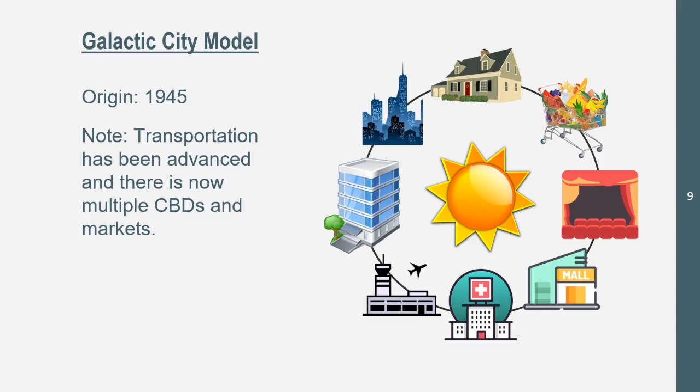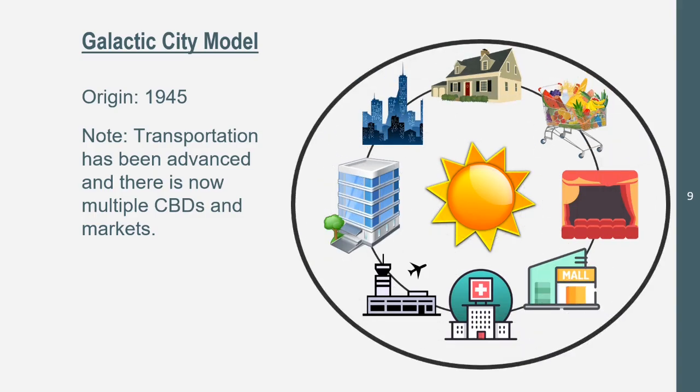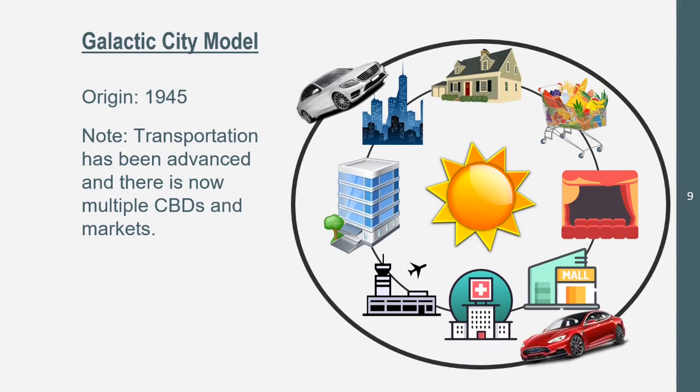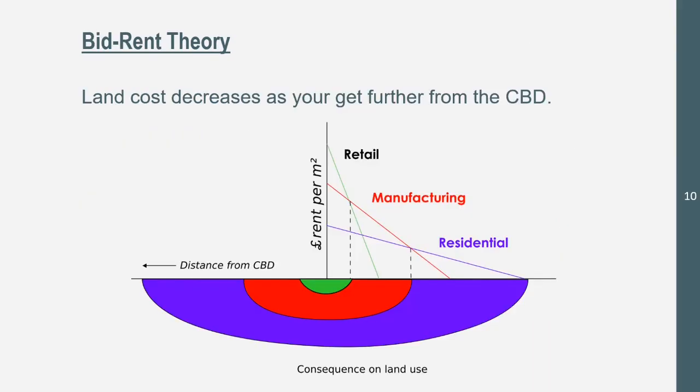Now, what connects to all these and also surrounds them? Well, it's going to be transportation as well. We can see interstates, highways, all of that. They're going to be on the outskirts. This is called the Beltway of the Galactic City model. It really resembles a galaxy. That's very, very cool. Now let's get into the bid-rent theory.